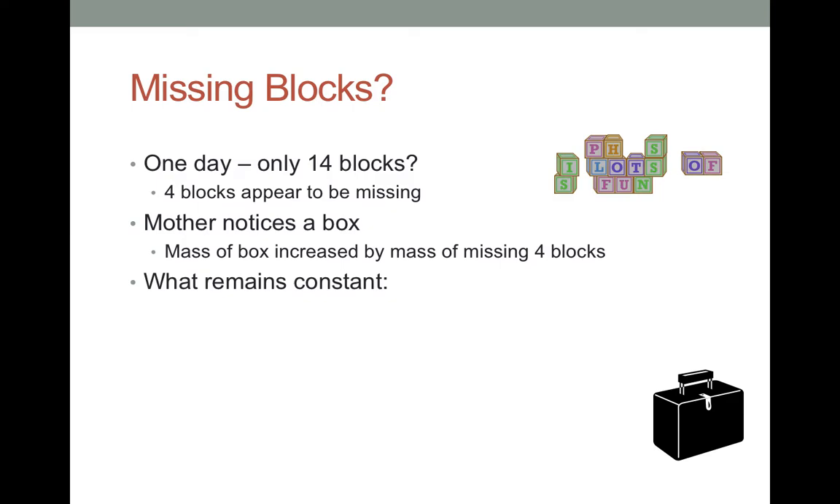But she noticed there was this box. The box was locked, but she could measure the mass of the box and noticed the mass of the box had increased by an amount exactly equal to the mass of the 4 missing blocks. So now if she wanted to keep track of the blocks, what she had to do was count the number that she could see and measure the change of mass of this black box. And from that, she could do the following calculation and discover that the number of blocks stayed the same.